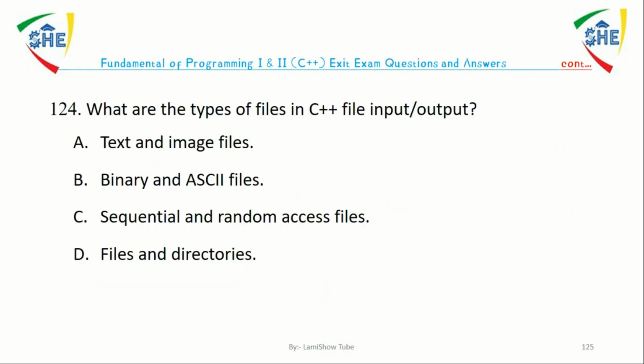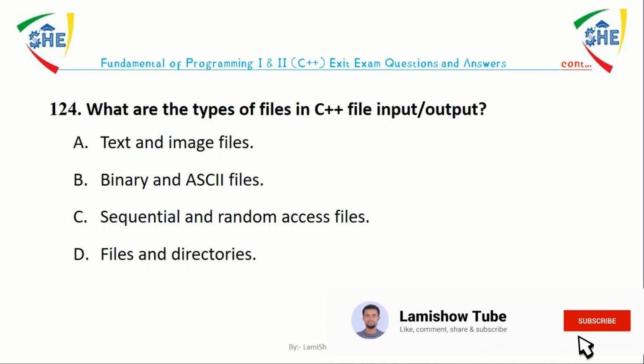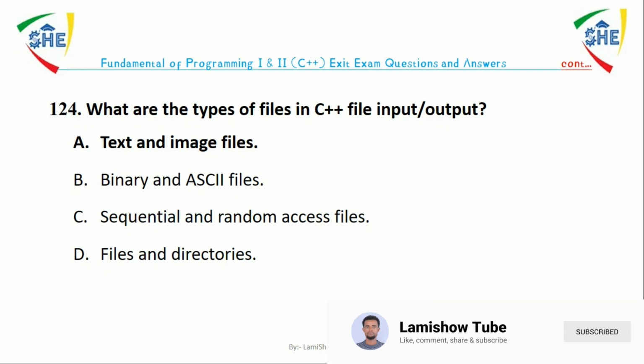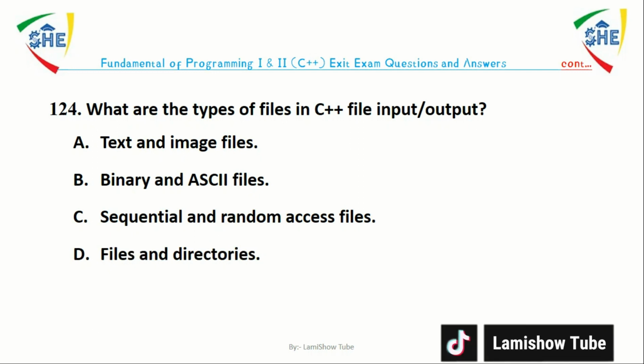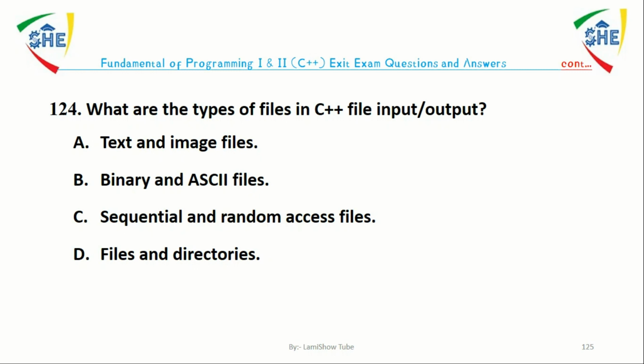Question number 124. What are types of files in C++ file input and output? Text and image files, binary and ASCII files, sequential and random access files, files and directories. The answer is B. The types of files in C++ file input and output include binary and ASCII files, which differ in their representation of data and the way they are stored on disk.